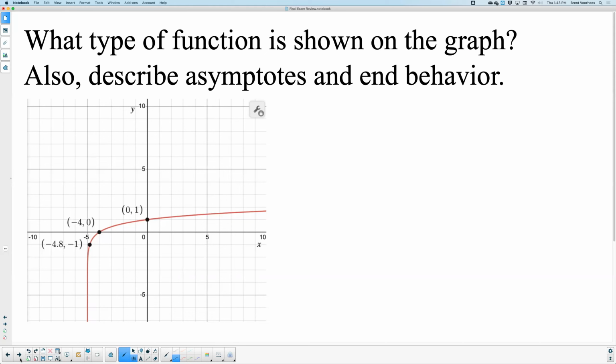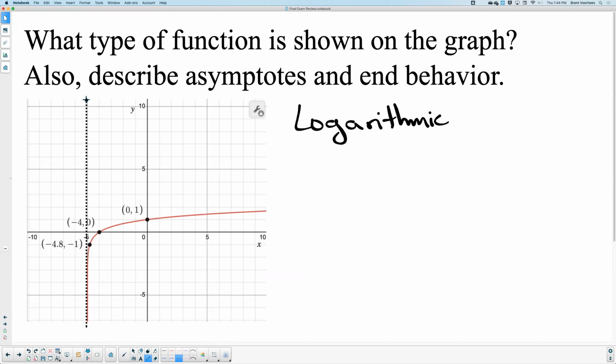All right. What do you think? Exponential or logarithm? 5, 4, 3, 2, 1. Logarithm. Why is it a logarithm? You saw the vertical asymptote. It's the easiest giveaway. This has a vertical asymptote. Therefore, it is a logarithm.